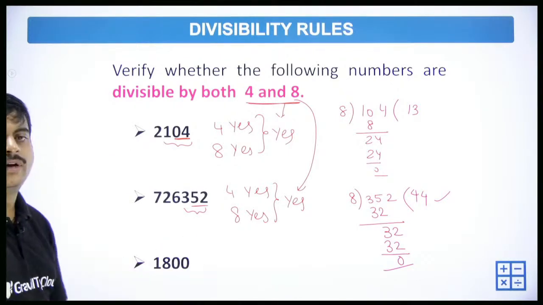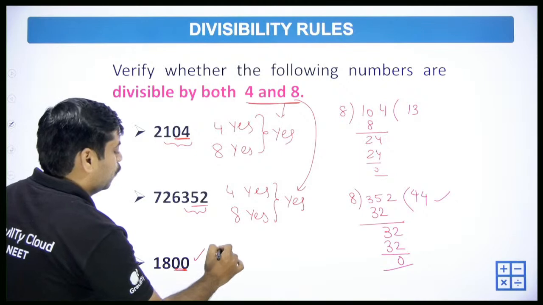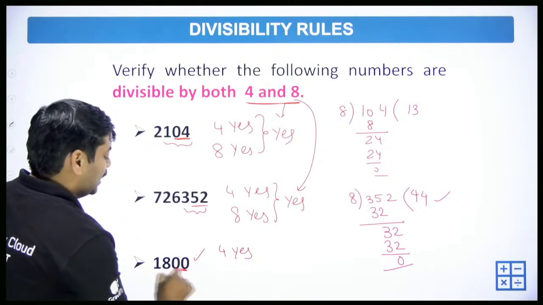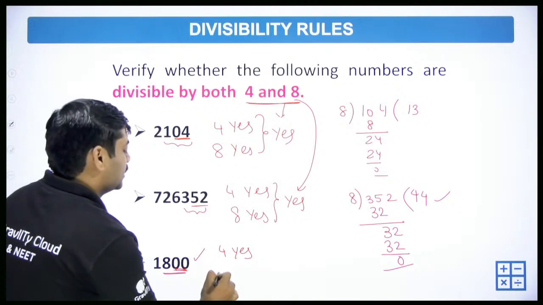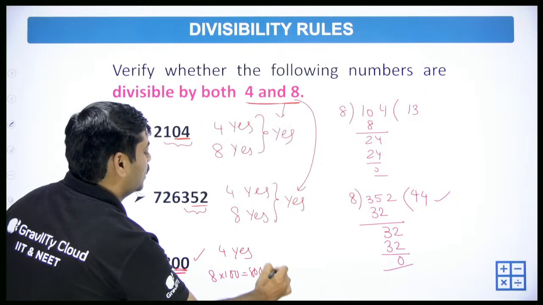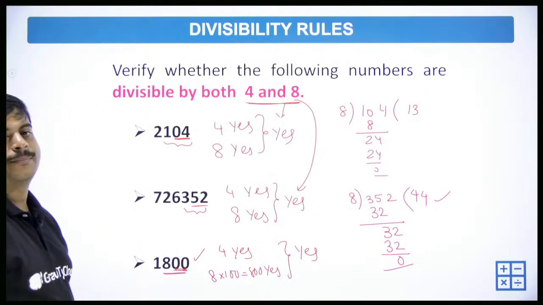In the same way you can go for 1800. 1800, 800, yes with 4. Okay, 0 is also a multiple, 4 into 0 is 0. 800, 8 into 100 is 800. So yes with 800 also, 8 also it is yes. So we can say that yes, it is divisible by both the 4 and 8.